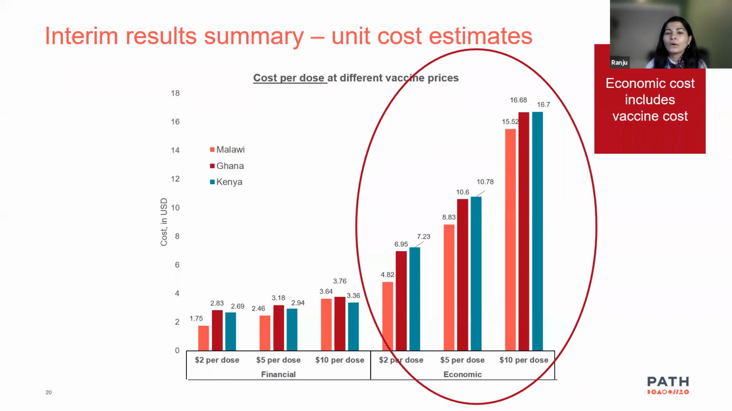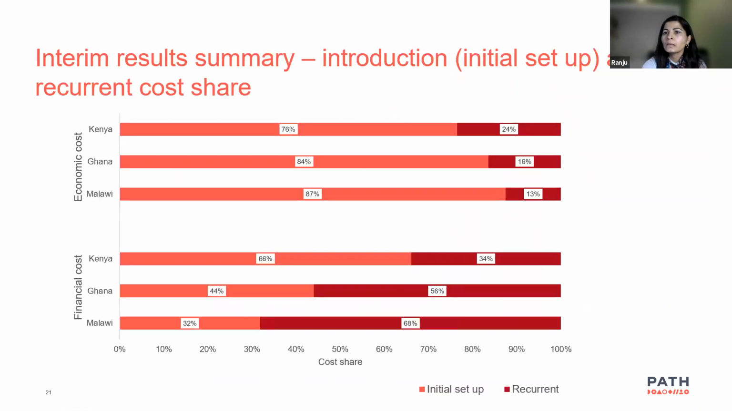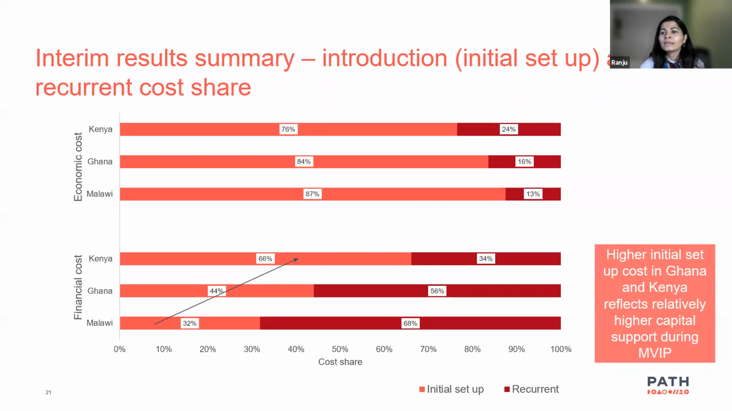In the second half of this graph, we have the economic cost, which, as I said, includes the cost of that assumed vaccine price, and you can see the differences in cost across the 3 countries here. Next, this slide summarizes the cost share between the initial setup or introduction cost and the recurrent cost. It is again a busy slide, so let's look only at the financial cost first. The key message is that the maroon one is the recurrent cost, and the recurrent cost share as a percentage of the total cost is higher, about 68% in the case of Malawi. That is reversed in the case of Kenya, where the proportion between the initial setup cost and the recurrent cost flips.